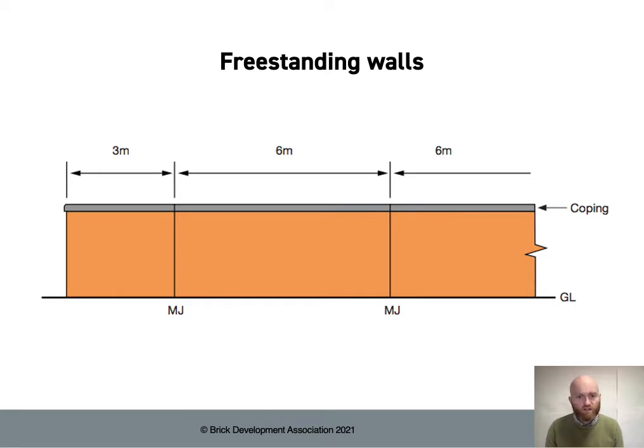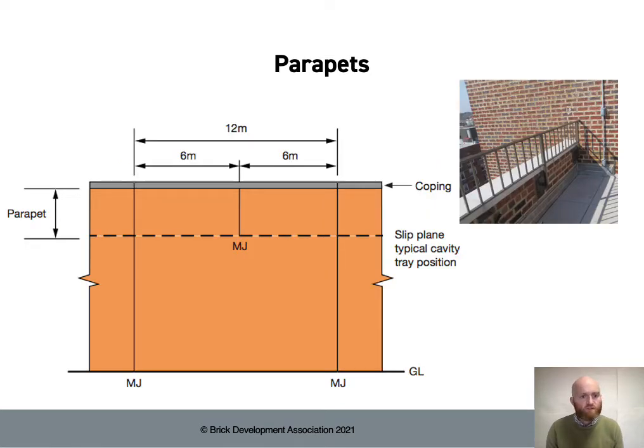In addition, where you have your coping at the top, depending on what the material of the coping is and what the fixing of the coping is, you may also need to reduce the spacing for movement joints in the coping, again by half to keep things simple, to 3 meters. If you have any doubts, it's worth checking with the manufacturer of the coping to see what the exact movement requirements are. For a similar reason to freestanding walls, the maximum recommended spacing for parapets, where you have them on a building, is also limited to 6 meters.